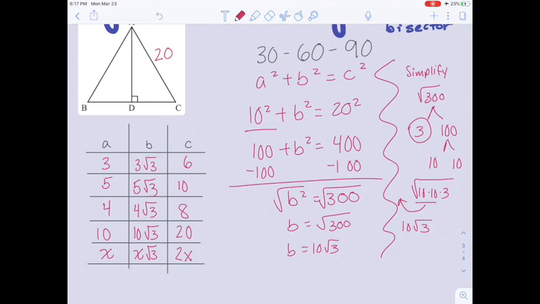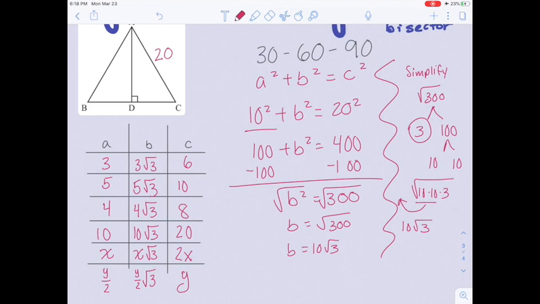Now, this is the next trickier one. What if I give you the value of C, and I'll use a different variable here, let's say the value of C is y. What is the value of A, that smallest side? You're going to take y and divide it by 2. And then what is the value of B? It's going to be y divided by 2 times the square root of 3.